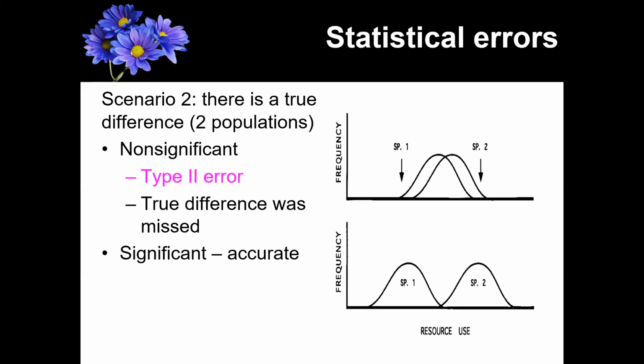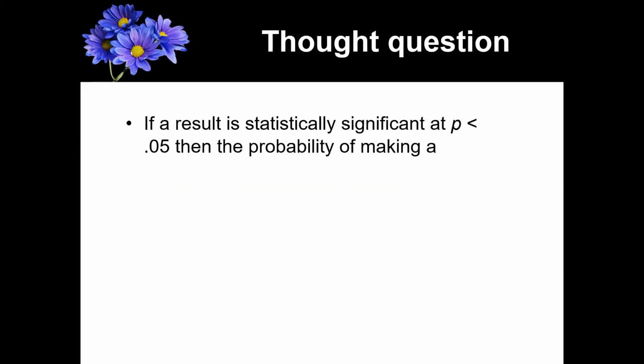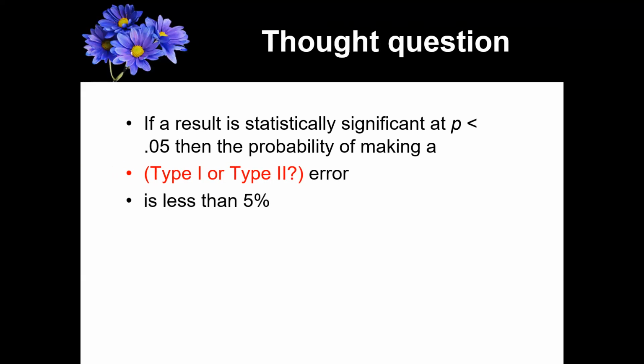In this situation, when there is an effect or a difference in populations, we would want to pick up on that because that would be the accurate outcome. All right. So if a result is statistically significant at a p less than 0.05, then the probability of making a type 1 or a type 2 error is less than 5%. Which is it though, type 1 or type 2? Think about that for a second.